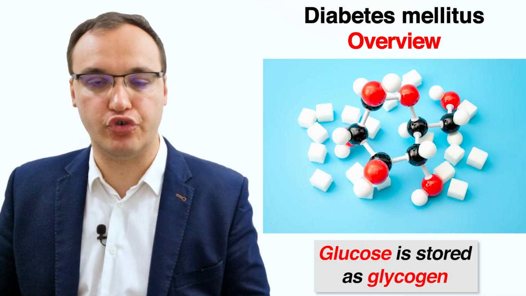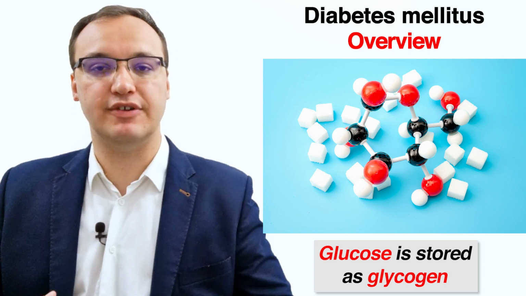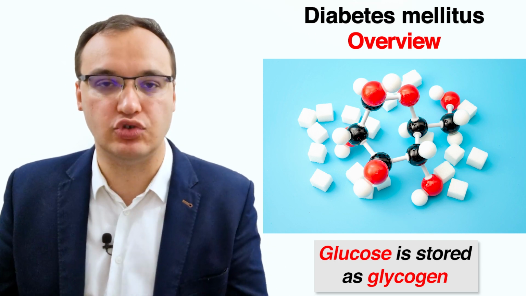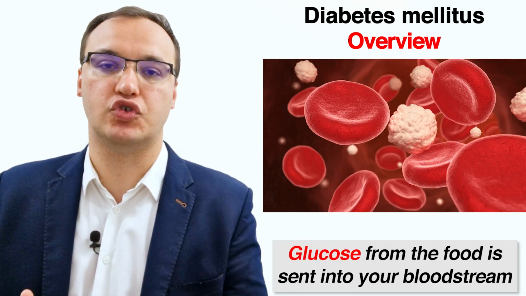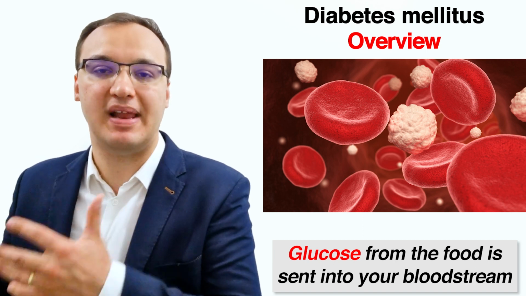And usually when you eat, your body breaks down the food, so you have energy in your cells to go about everyday life. Okay? Glucose is a type of simple sugar that is the body's leading source of fuel, which you get after digesting the food, and it is stored as glycogen. And since your body needs glucose to keep running, glucose from the food is sent into your bloodstream.